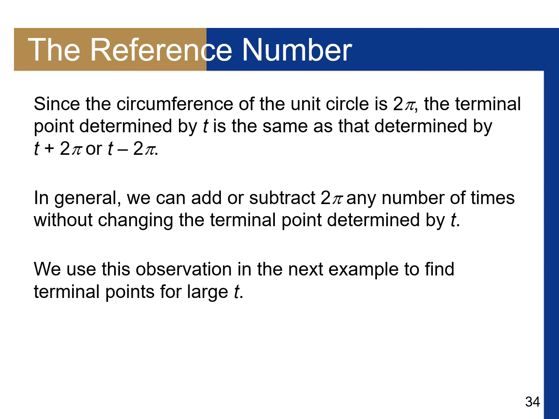So the circumference of the unit circle, of course, is 2 pi. The terminal point determined by t is the same as determined by t plus 2 pi or t minus 2 pi. So in general, we can add or subtract 2 pi as many times as we want without changing the terminal point determined by t. And we're going to look at an example where that rotation happens for more than 2 pi, and we can simplify it that way.